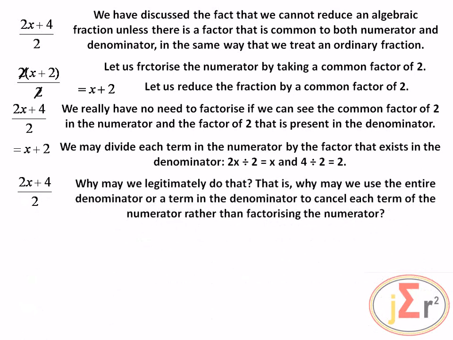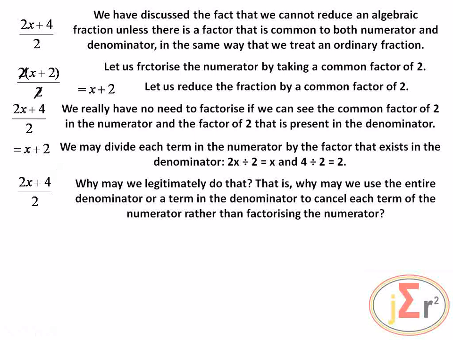Why may we legitimately do that? That is what I'm saying now. We have a question. Why may we legitimately look at this expression and say 2 into 2x is x and 2 into 4 is 2? Why may we do that legitimately? Because apart from the fact that we need to take a common factor, and we can do that by factorization, I am saying also that we could have just said 2 into 2x, x, 2 into 4, 2. Why can we do that?